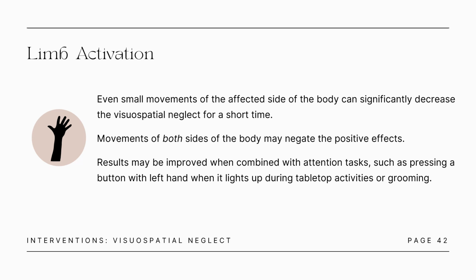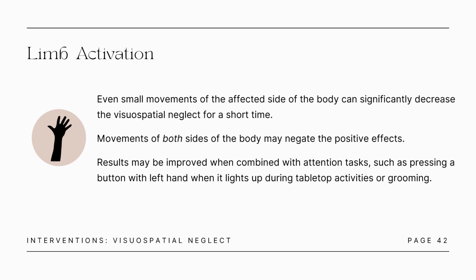Limb activation interventions are so great because you're already doing this for hemiparesis. You can combine multiple intervention techniques here by scanning with movements of a limb on the affected side and even using attention tasks. There was one study that had a button positioned on the affected side during all OT sessions that carried on as usual. The patient had to press the button with the hand on the affected side when it lit up, and then if it wasn't pressed within a few seconds, it would let out a loud buzzing sound.